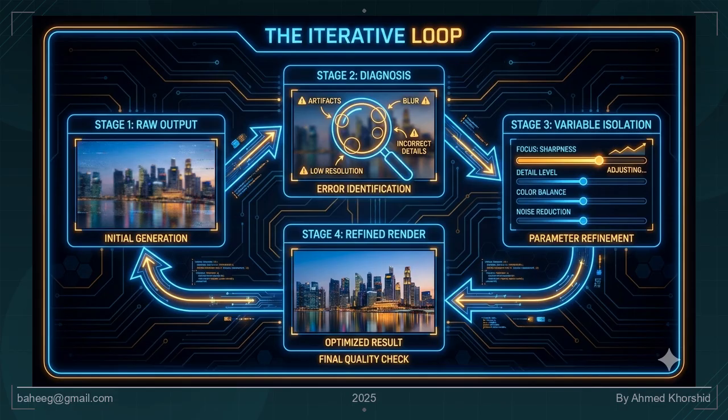Figure: extra detailed AI-ready prompt for an AI-generated diagram showing a flow chart of the iterative loop. The visual style is a sleek, dark mode UI schematic with neon blue and amber accents. Stage 1, raw output: thumbnail of a blurry image. Stage 2, diagnosis: magnifying glass icon highlighting specific errors. Stage 3, variable isolation: a UI slider panel where only one slider is moving. Stage 4, refined render: sharp, final image. Arrows connect the stages in a cycle.